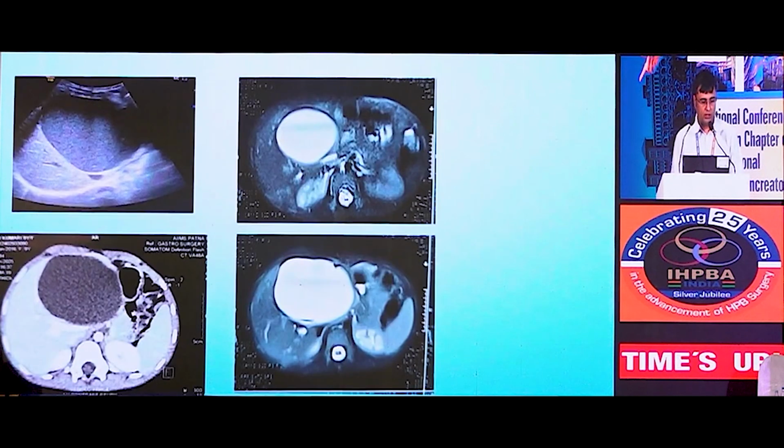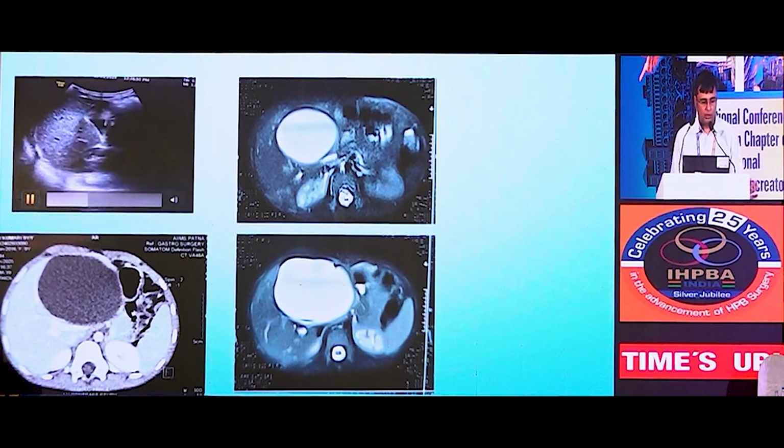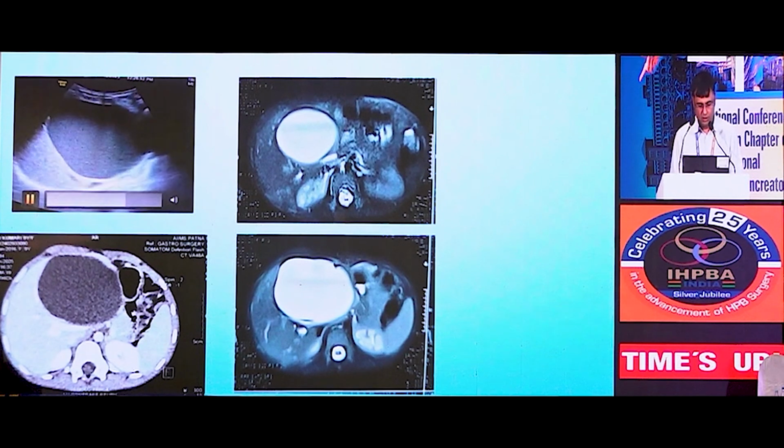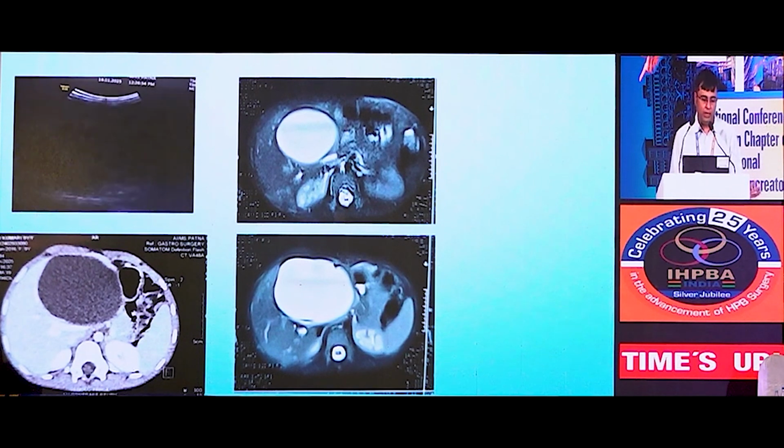So this was the imaging that we got. In her ultrasound, as we can see, there is presence of a capsule, but no septa. Same were the features in the MRI and contrast enhanced CT. It was not a simple cyst, that we were sure, but no other complications were seen.